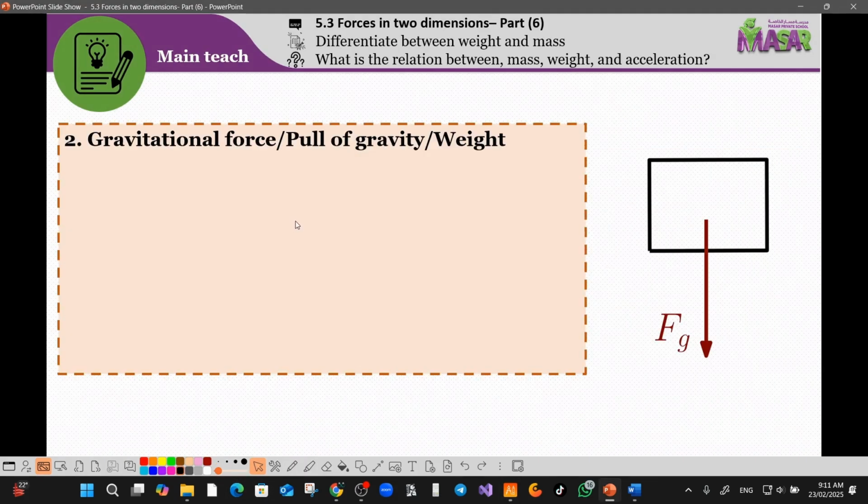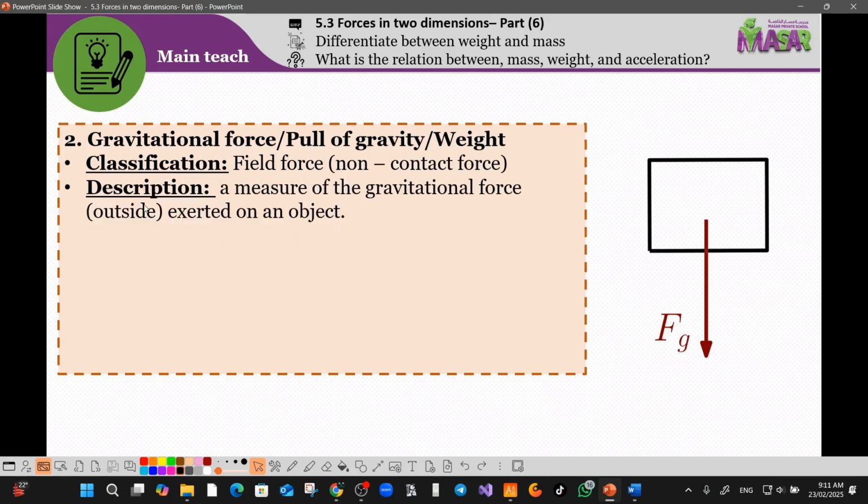Now, part 2, gravitational force or pull of the gravity or weight. All of these three terms refer to the same meaning. It's a kind of field force or non-contact force. We know that there are only three non-contact forces, and the gravitational force is one of them. The description: it's a measure of the gravitational force exerted on an object. This type of force measures the gravitational pull that a planet exerts on an object.